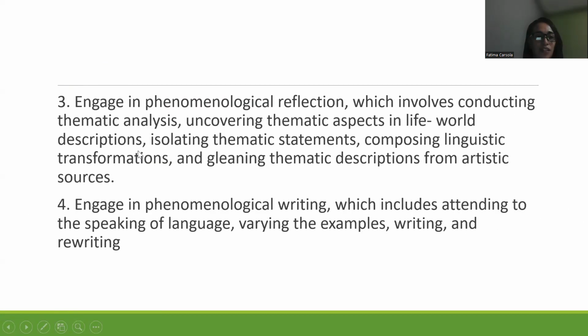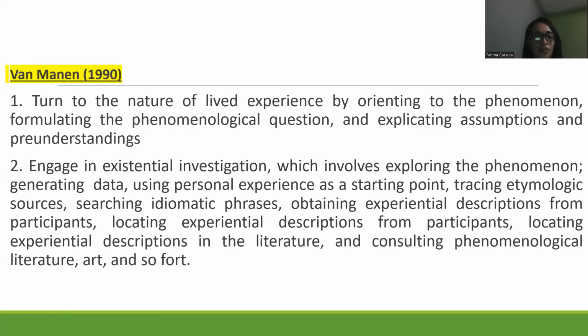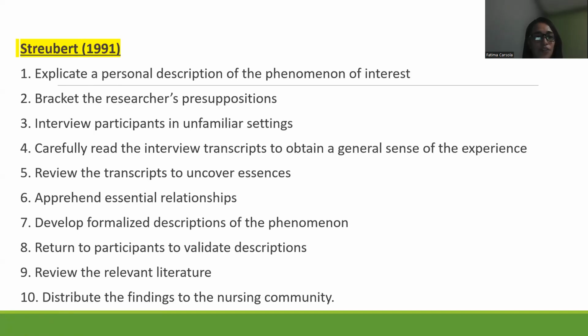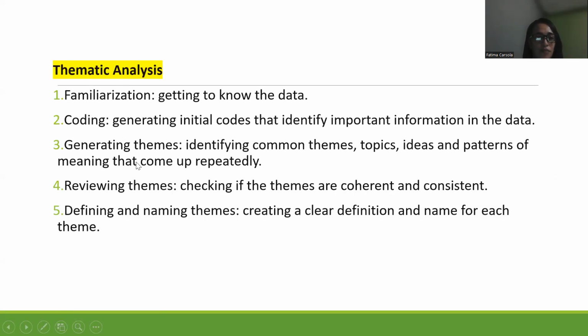You have here Van Manen. Okay, Van Manen is I think 4 steps. Okay, 1 and 2 and 3 and 4, and you have your Streubert in 1991. That includes your 10 steps. So those are the methods of data interpretation in qualitative research as presented in the book of Streubert and Carpenter. And of course, you have your thematic analysis that is frequently used in descriptive qualitative research or even in Heideggerian phenomenology.